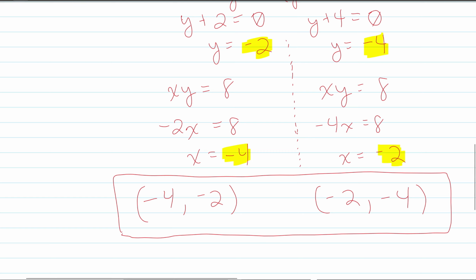If you wanted to go ahead and check, which is what I would do on a test or a quiz, I would plug in negative 4 for x and negative 2 for y. Do that for both of the equations, and it has to work for both of them to be a solution to the entire system. Then do the same thing for the other one, and they should very well work out.